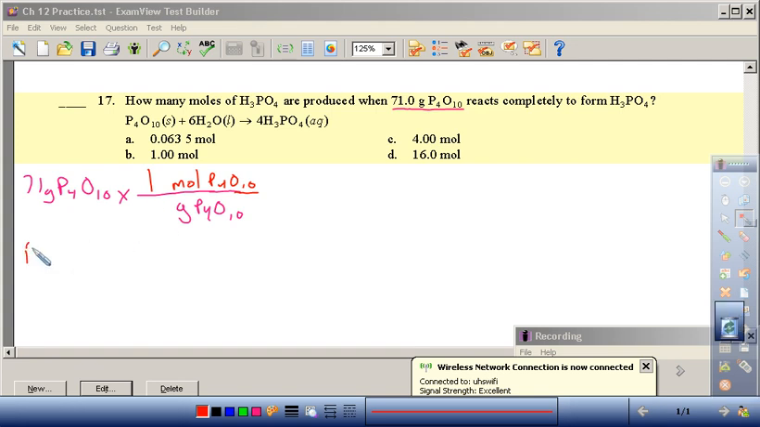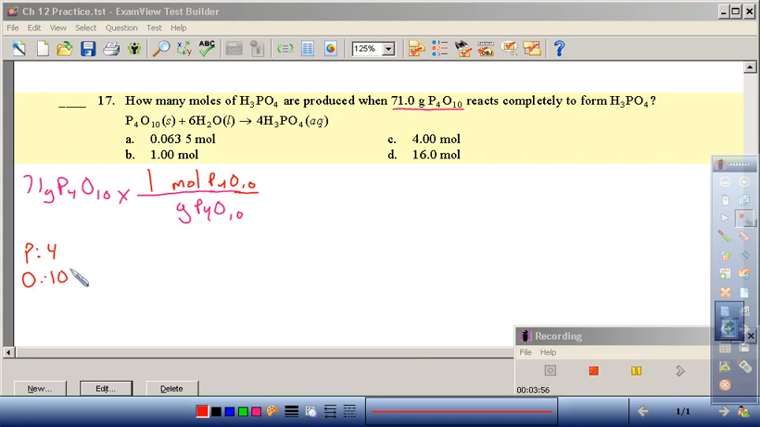How many grams? Well, I write down my formula. I got 4 phosphorus, and I have 10 oxygens. And if I look up phosphorus on the periodic table and round it to tenths, and then I multiply that across. Oxygen, I look it up at 16, and I multiply that across. And I add down, and I take that number and I plug it in for my grams. Anything over itself equals 1, so I cancel that out.